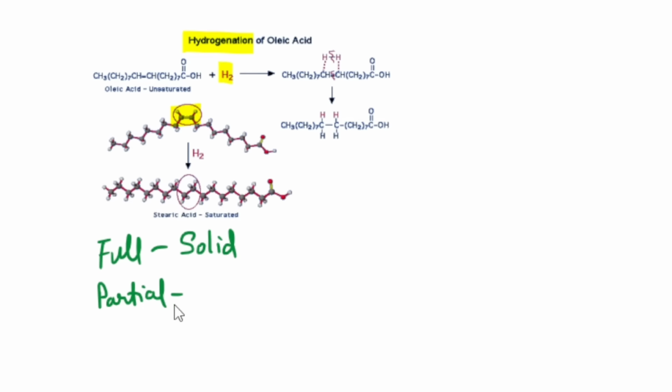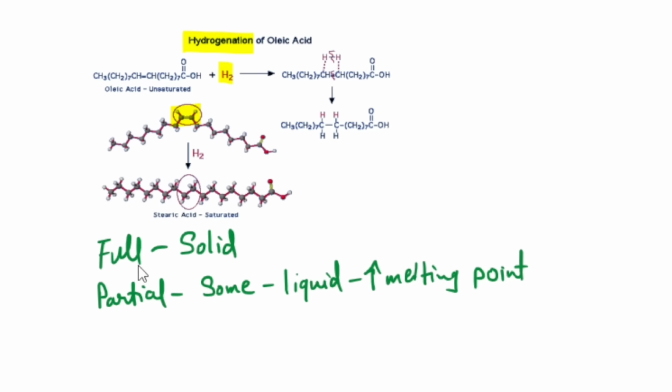In partial hydrogenation, hydrogen is added to some but not all of the double bonds of lipids. This results in a fat that is still liquid at room temperature, but with a higher melting point than the original oil. Now, what is the use of lipid hydrogenation?